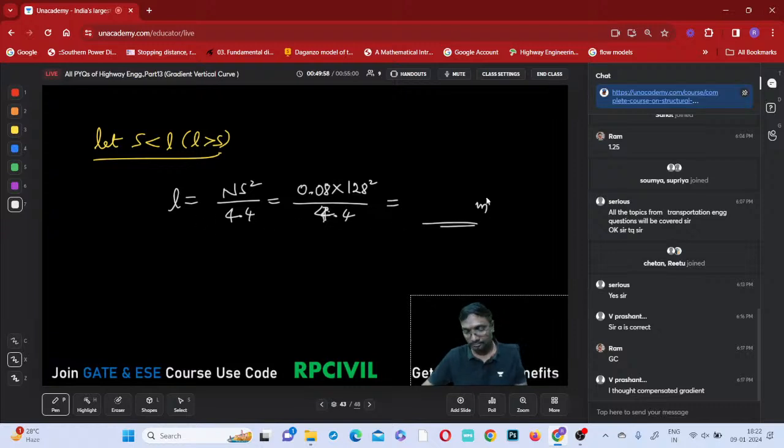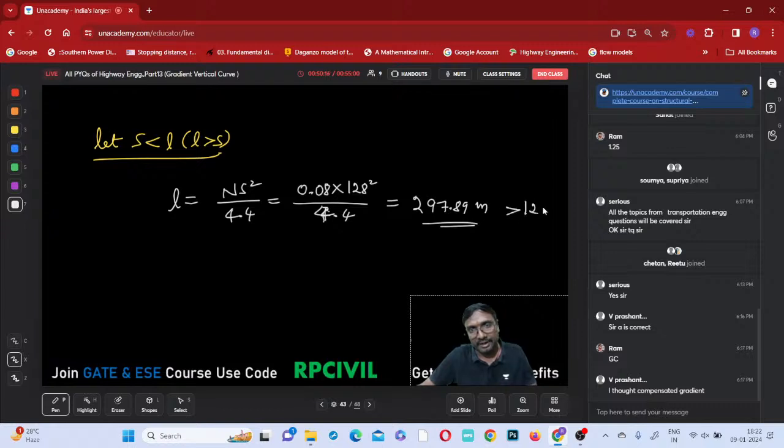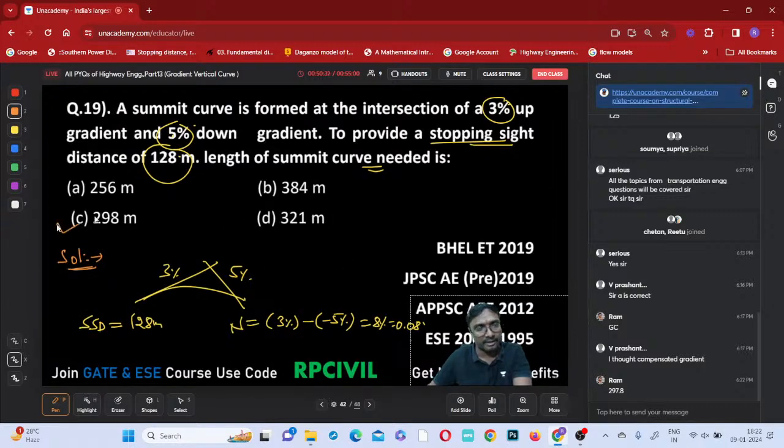L equal to 297.89. So it is greater than the sight distance 128. So our assumed condition, L greater than S, is correct. Do you need to modify this or no need to modify? No need to modify. That is your 298 meters. Which one is the correct answer? Option C will be the correct answer.